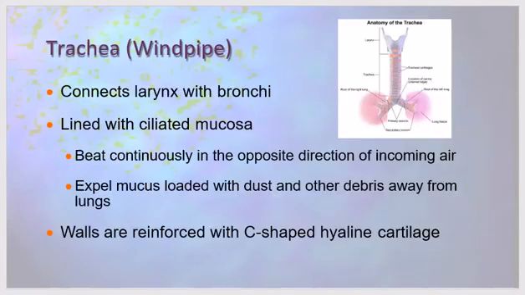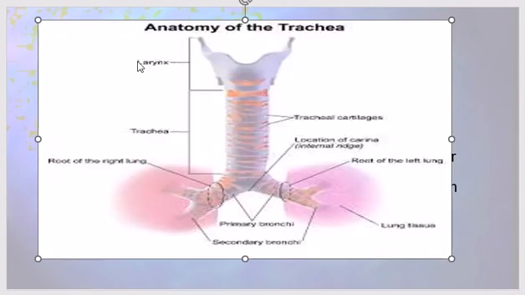Now coming to the next part of your respiratory system, the trachea, and another name of the trachea is the windpipe. What does the trachea basically do? Now we will understand the anatomy of the trachea, also known as the windpipe. Here you can see the larynx part. This is your trachea part. What is this? This is your tracheal cartilage.